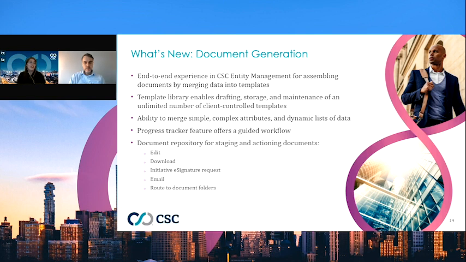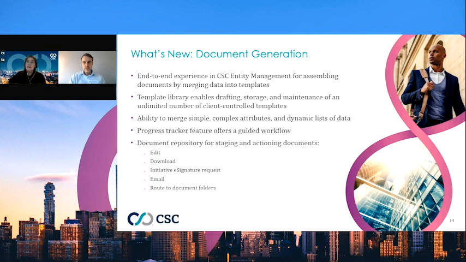Also, once you generate documents from the system, you can action on those documents in a variety of ways. You can edit or download those. You can email them and share them or circulate for wet signature. You can transfer the documents into the entity filing cabinet. You can also seamlessly route documents for electronic signature through CSC's pre-built integration with DocuSign electronic signature.